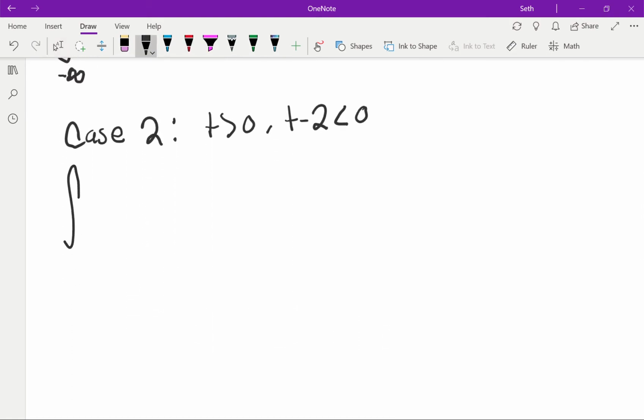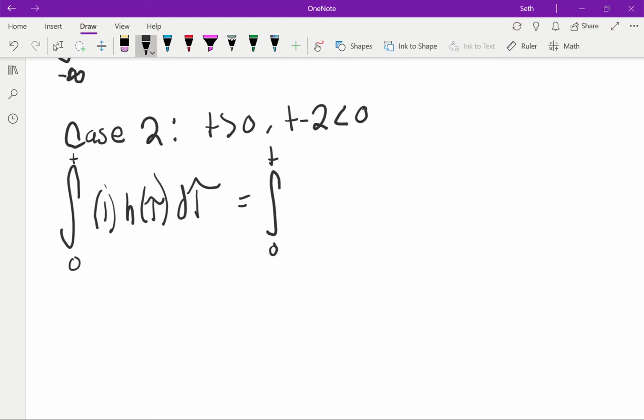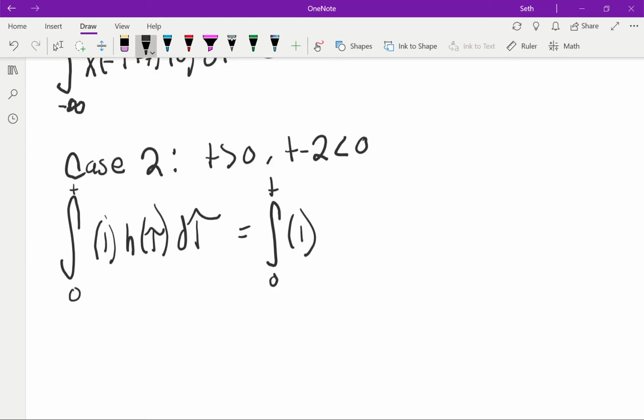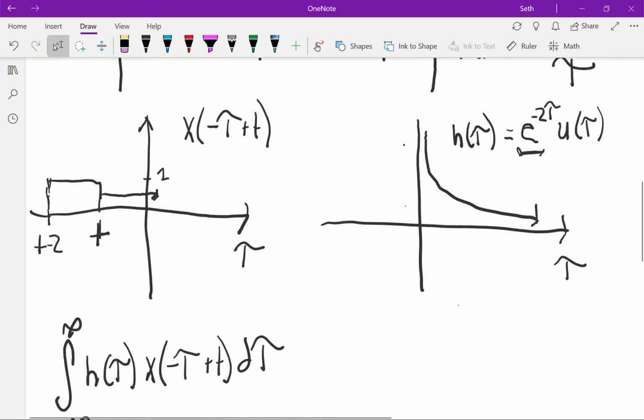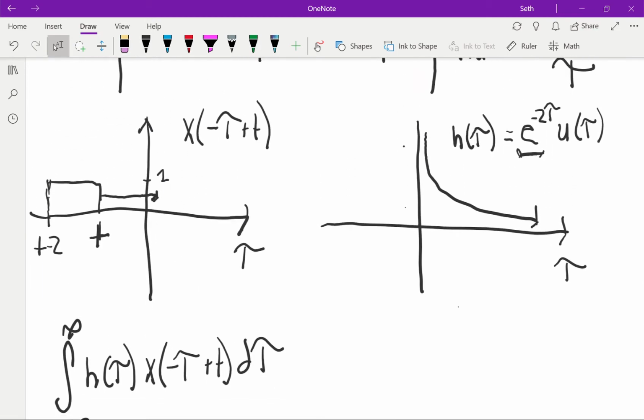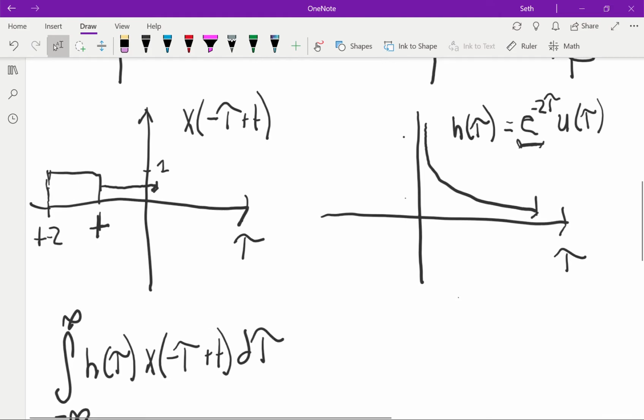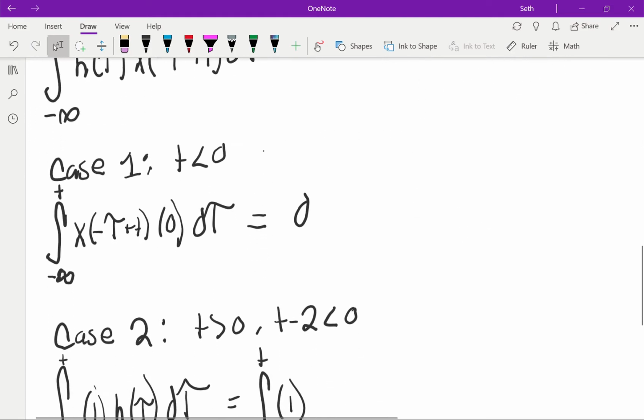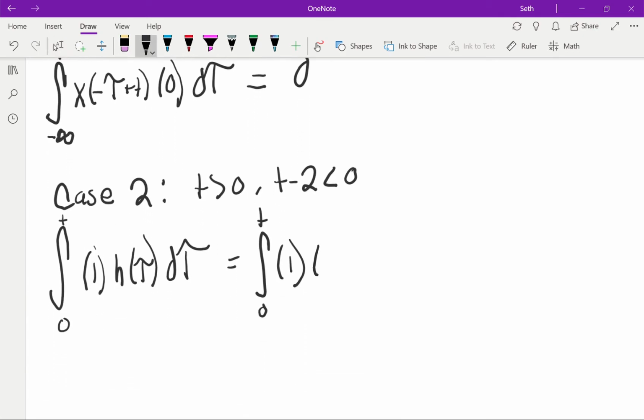and that looks like this. So we're going from 0 to t, and x of minus tau plus t is again just equal to 1. H of tau d tau. So this is 0 to t times 1, and h of tau has a unit step in it, but the unit step for values of tau greater than 0 is just equal to 1. So we can just write that as amplitude 1 here as well.